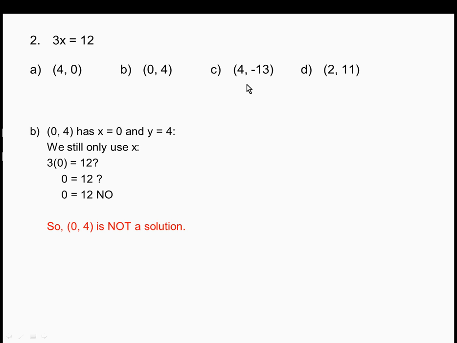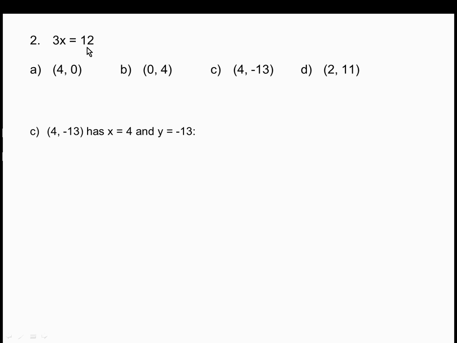Okay, (4, -13). Again, x is 4 and y is -13. But remember, -13 doesn't go anywhere because there is no y in the equation. So just let x be 4. 3 times 4 equals 12? I bet it does. So (4, -13) is a solution. Notice, anytime x is 4, it's going to work, no matter what y is.